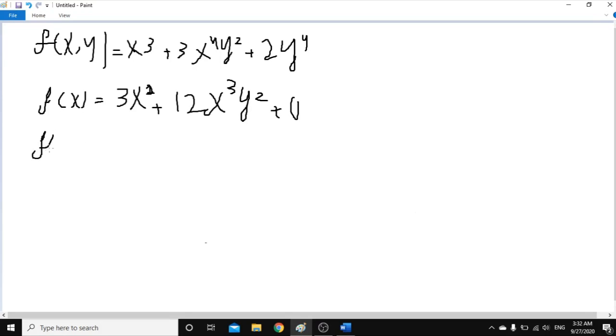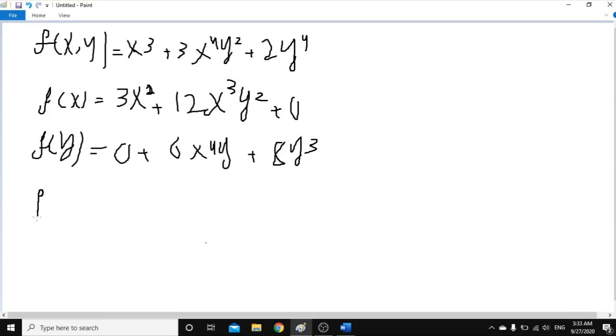And then f with respect to y is equal, x cubed is 0, plus 2 times 3, 6, x to the fourth, times y, 2 minus 1 is 1, plus 4 times 2, 8, y cubed. So this is the first step. Okay. The second step, let's take the easiest thing, f with respect to x with respect to x.